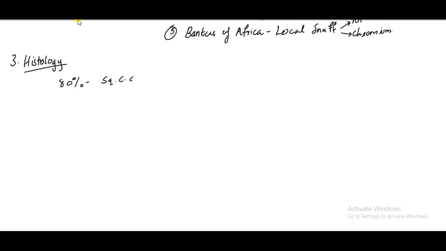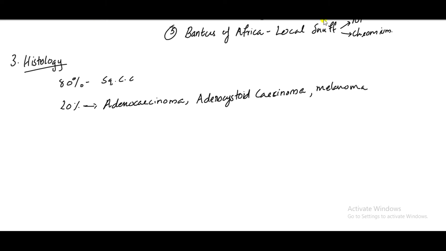And the histology of squamous cell carcinoma and adenocarcinoma: we can see squamous cell carcinoma of the paranasal sinus is more common, approximately 80%, and the remaining 20% we can see adenocarcinoma, adenoid cystic carcinoma, melanoma, and various other types of sarcomas.